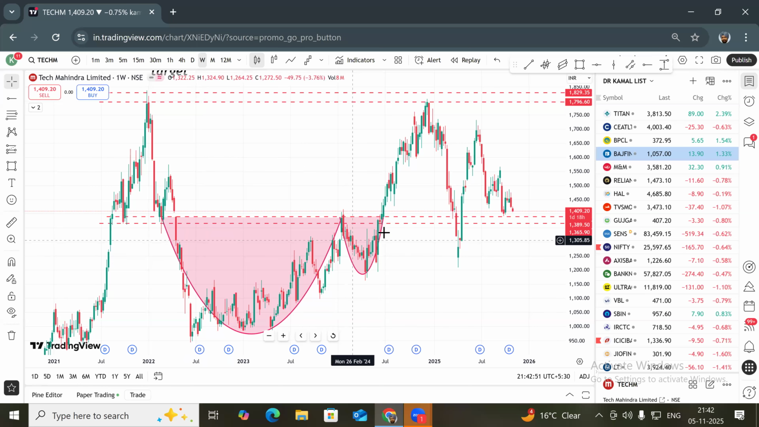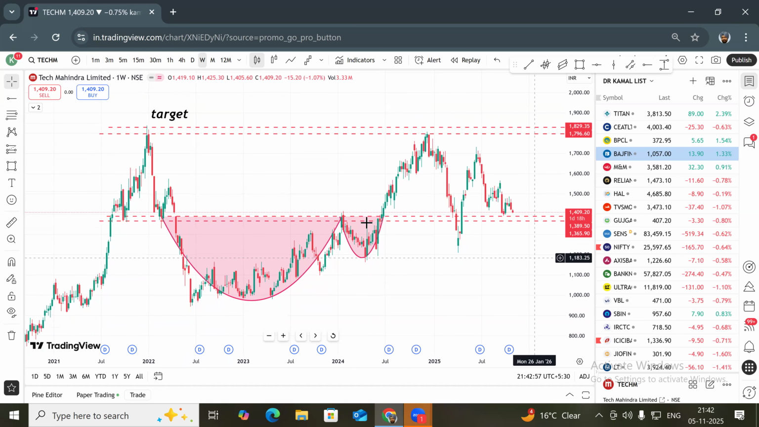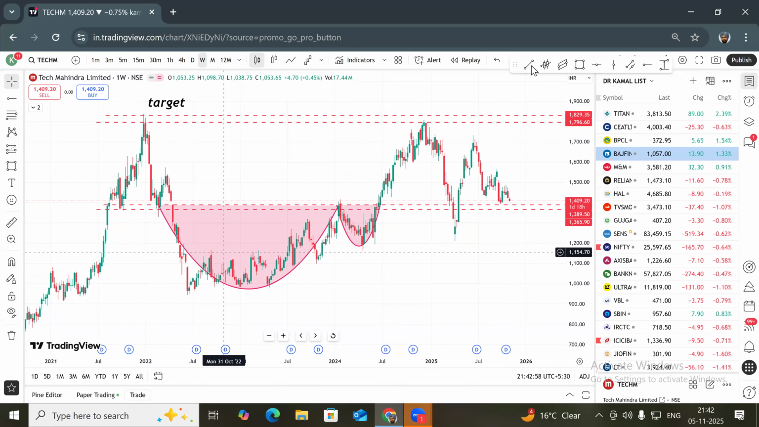Anybody remembers this pattern discussed? This is cup and handle. Ma'am said it. It's a cup and handle. This was discussed in one of the webinars.